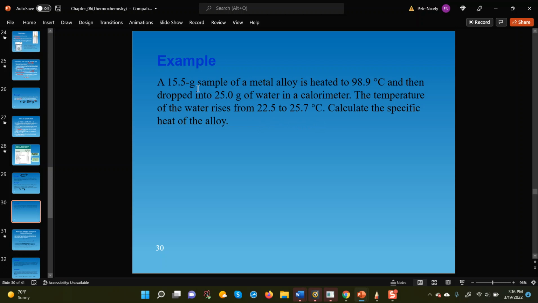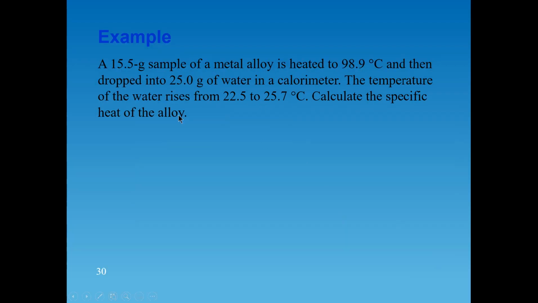Now, let me read the question first so that we can get a feel for what the question is asking for. The question says that a 15.5 gram sample of a metal alloy is heated to 98.9 degrees Celsius and then dropped into 25.0 grams of water in a calorimeter. The temperature of the water rises from 22.5 degrees Celsius to 25.7 degrees Celsius, and it is asking for you to calculate the specific heat of the alloy.